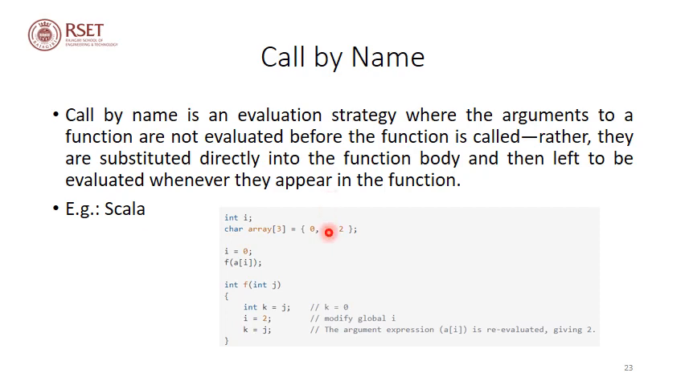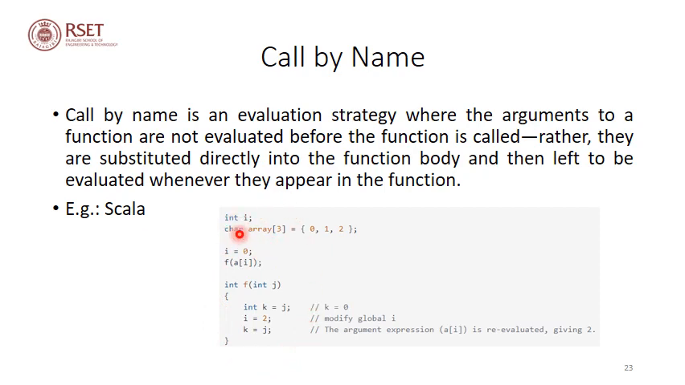So here is an example code snippet from C. Now we'll see what happens in this code. What will be the output of this code if it follows call by name? Actually it doesn't follow call by name. This is just pseudocode for us to understand how call by name works.